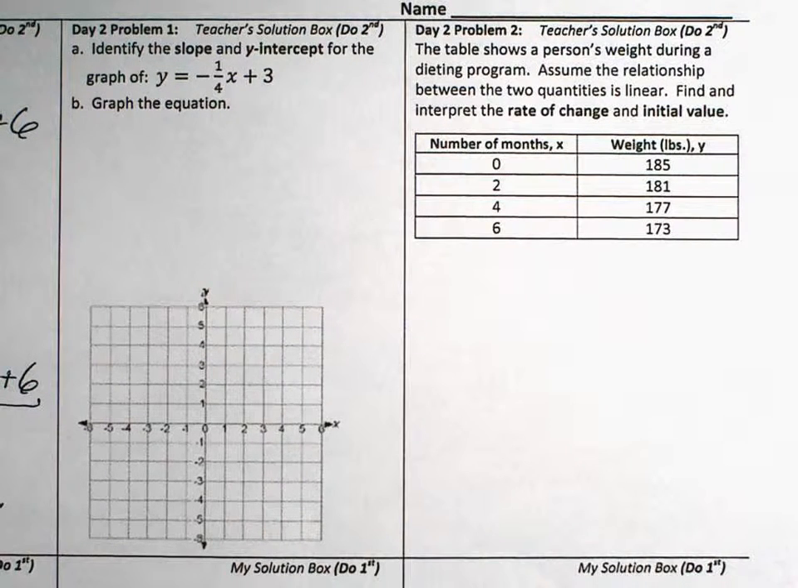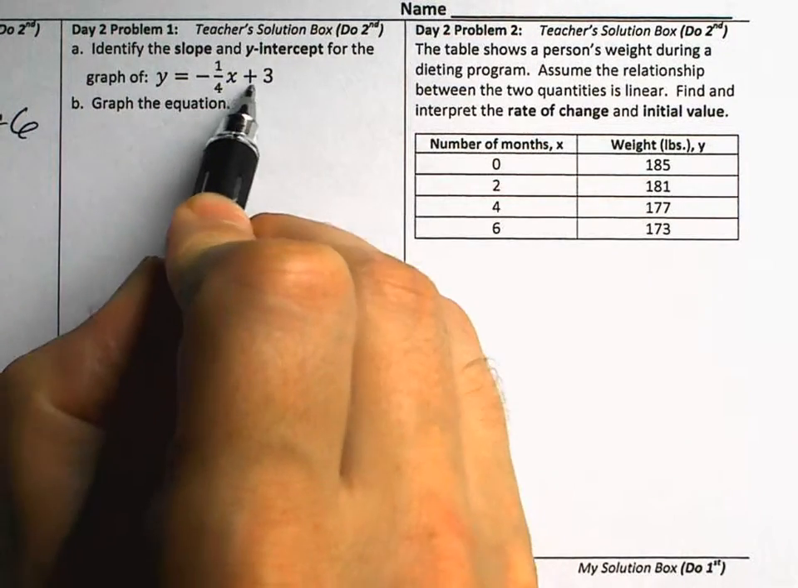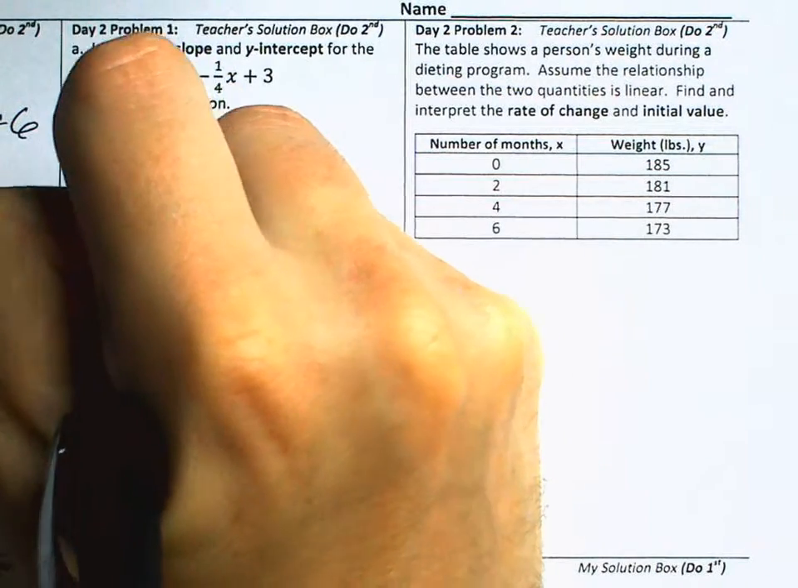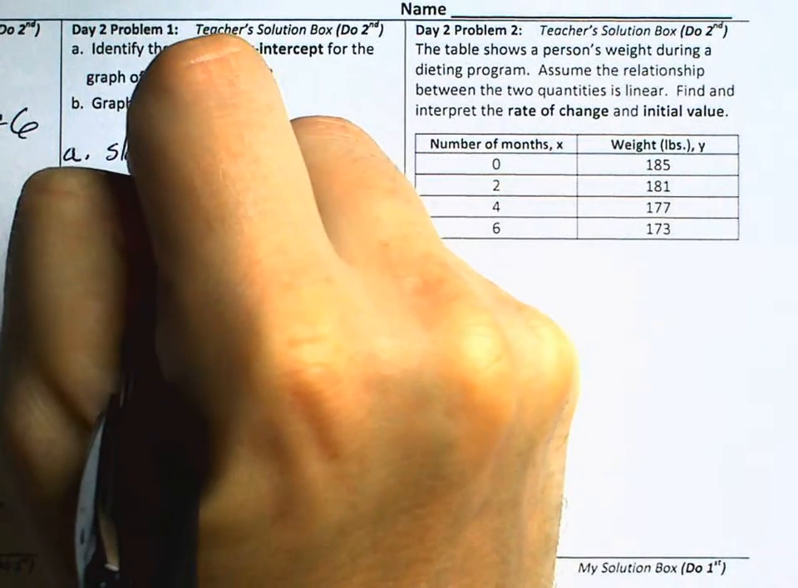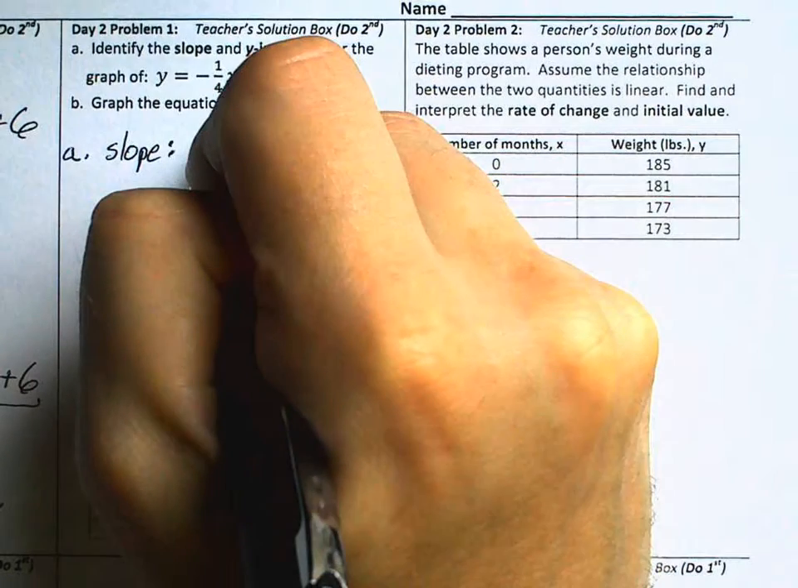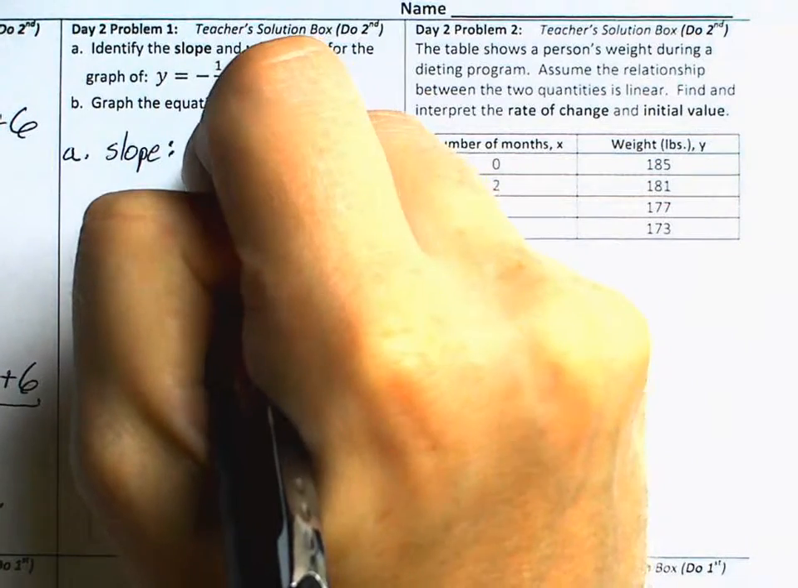Day 2, Problem 1. Identify the slope and y-intercept for the graph of this linear equation. So let's do the slope first. Slope is also called rate of change. We need to find how the value of y is changing when the value of x is changed. And we can do that by finding some values for x and y.